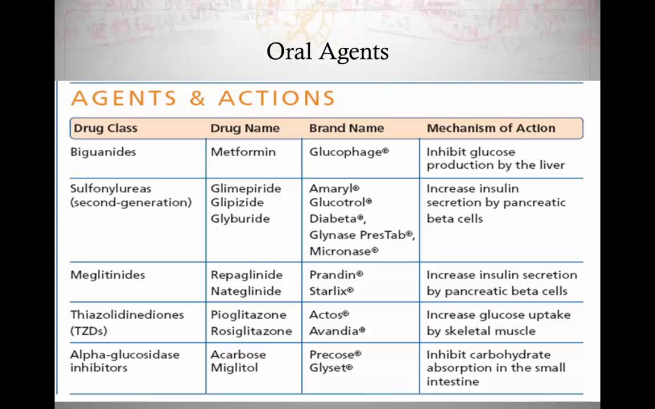And those increase glucose uptake by the skeletal muscle. You must memorize these mechanisms of action. Another group of medications are the alpha glucosidase inhibitors, which are acarbose, Precose, or miglitol, Glyset, which inhibit carbohydrate absorption in the small intestine.